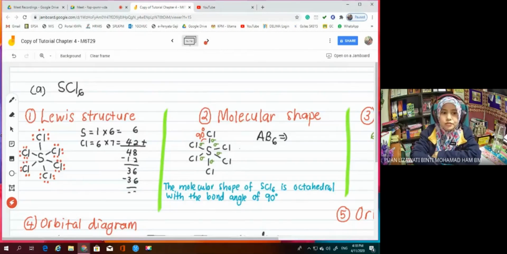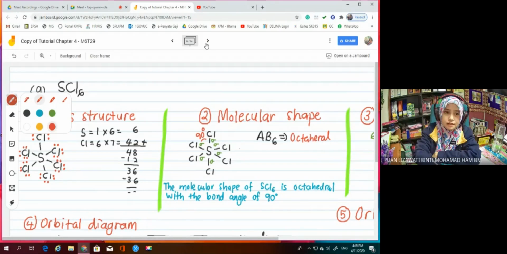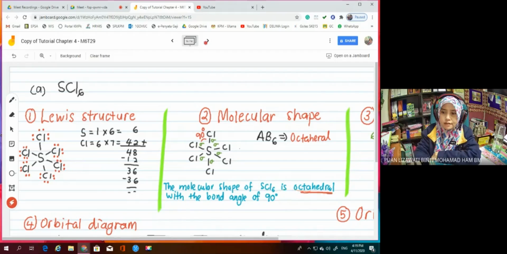So as usual, first of all, we have to draw the Lewis structure. Okay, this is the Lewis structure. Don't forget to count the total number of valence electrons. Now we want to identify the molecular shape. According to the Lewis structure, we have 1, 2, 3, 4, 5, 6 electron pairs. So the class of compound is AB6, and the shape here is octahedral. The bond angle is 90 degrees. So you can write like this for the explanation. The molecular shape of SCl6 is octahedral with the bond angle of 90 degrees.